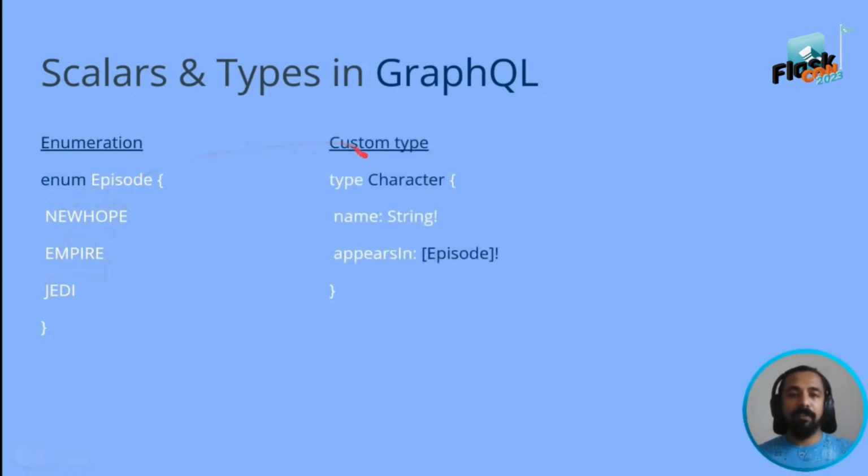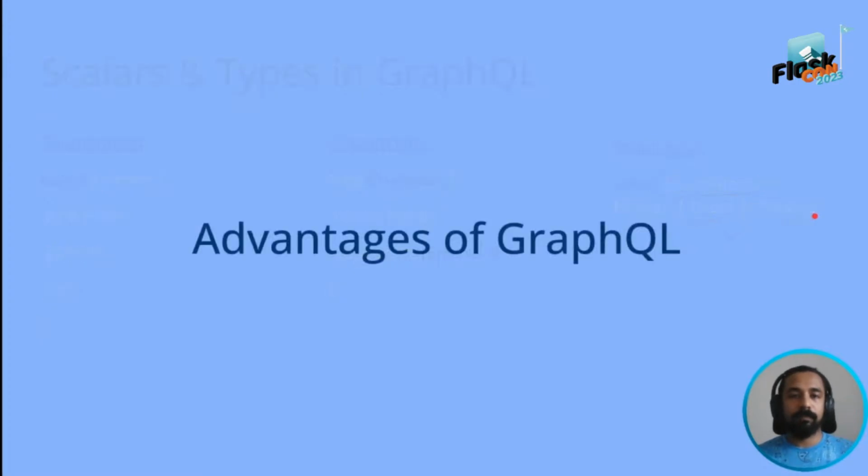Next, we can define custom types. So these can be composed of multiple scalars or other existing already defined types. In this case we are creating a custom type named character, and it has two fields called name and appearsIn. Similarly, we have union type. So here we define a search result union, and it can return either the human type or the droid type or the starship type in its response.